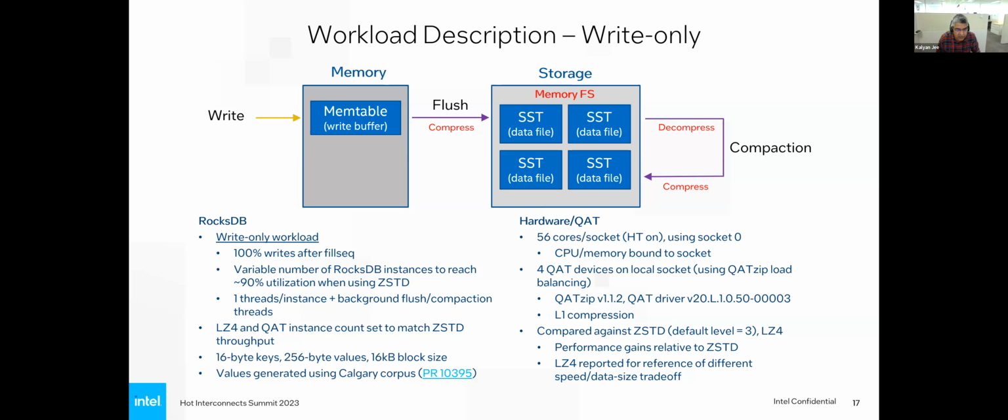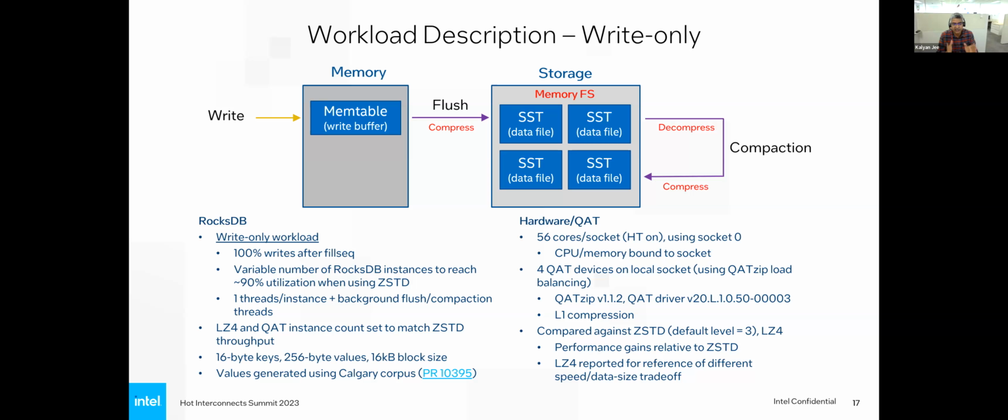So for this example, we took a simple RocksDB case with write-only operations, and we let RocksDB change the instances to meet 99% utilization of the CPU, so that we try to get the max it can get. And we took the thread for background flush operation and the compaction thread, as we mentioned here in the picture.